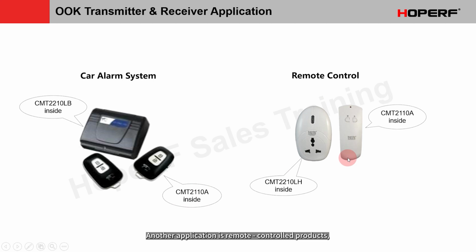Another application is remote-controlled products. For example, a remote-controlled switch. The switch end has a receiver chip, using CMT2210LH, in a 5V system. If it's a 3V system, consider CMT2210LB. The corresponding remote control uses CMT2110A. Above is the introduction to OOK modulated single transmitter and single receiver chips.